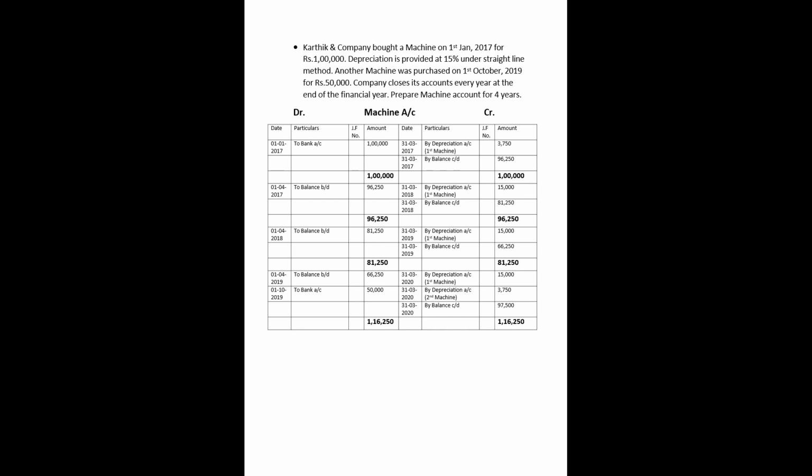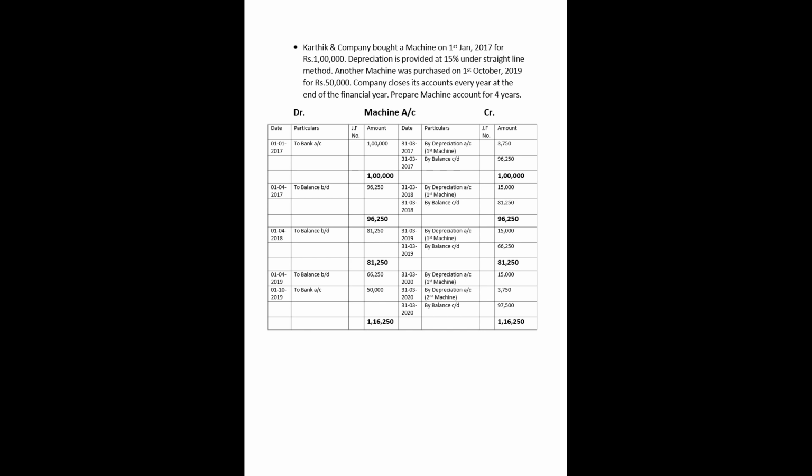First put the ledger format, debit, credit, name of the ledger, machine account. On the debit side, mention date, particulars, JF number, amount as columns. The same should be mentioned on the credit side. Here we have purchased the machine on 1st Jan 2017. That amount needs to be mentioned on the debit side to bank account 1 lakh. Since we have purchased in January 2017, only for 3 months we need to calculate the depreciation. So for 3 months the depreciation amount will be 3,750.